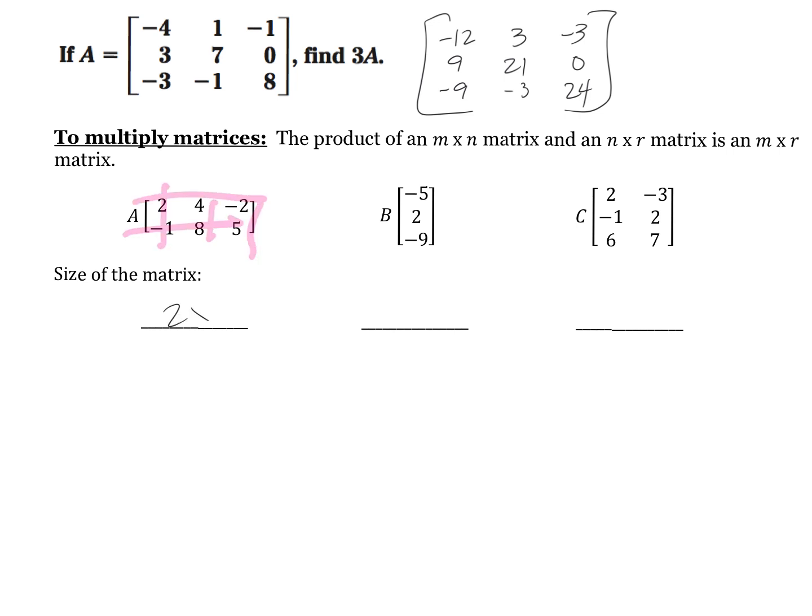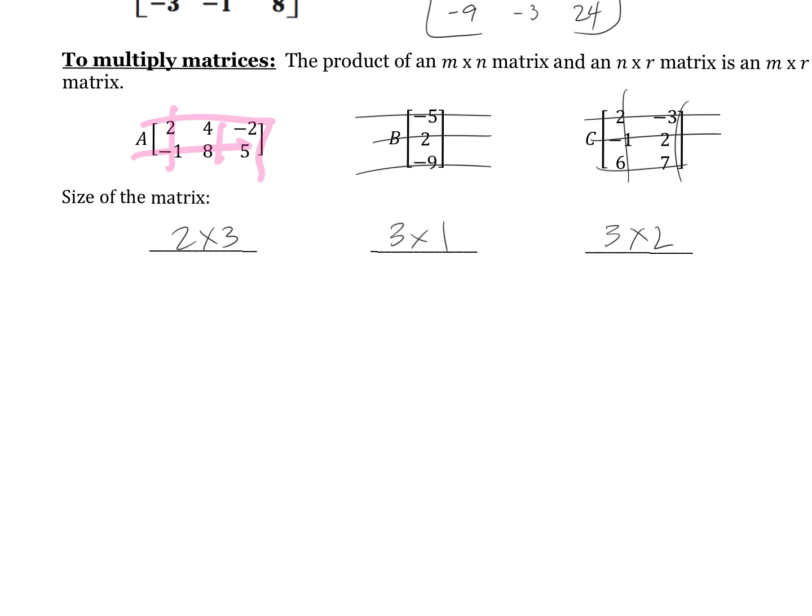2 by 3. The next one. Yes, 3 by 1. The next one. 3 by 2. And it's really important that we go horizontal before going vertical. Okay, in order to multiply 2 matrices, if this was a 2 by 3 and I wanted to multiply it by a 3 by 1, you could do that because these interior numbers match.